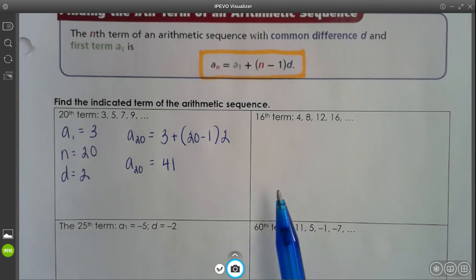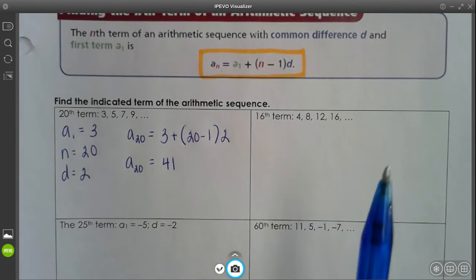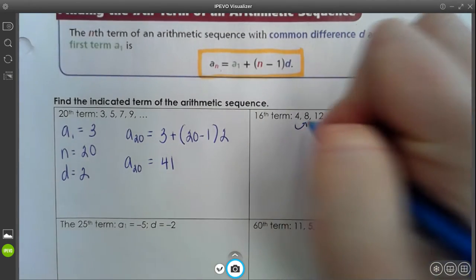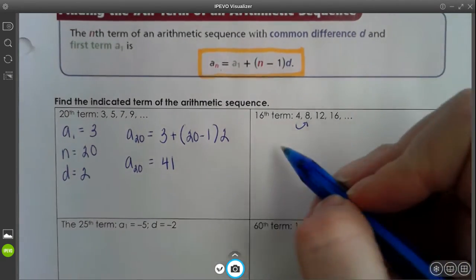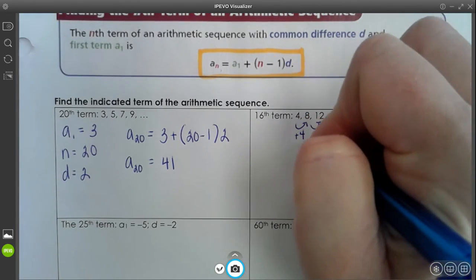All right, so this one we're looking for the 16th term of this sequence. So we do need to know what number we are adding every single time. So to get from 4 to 8, we're adding 4, 8 to 12, adding 4. Okay, so that means our common difference is 4.